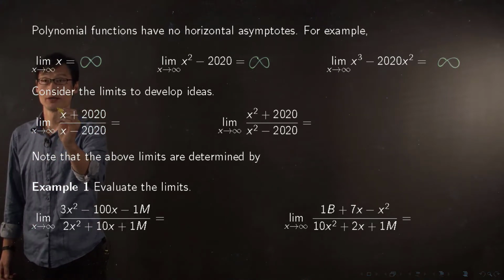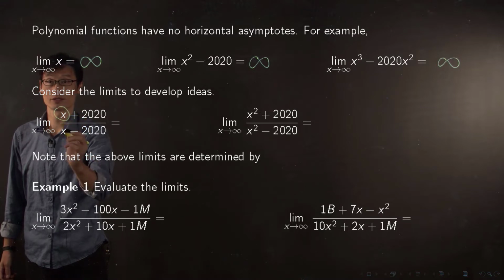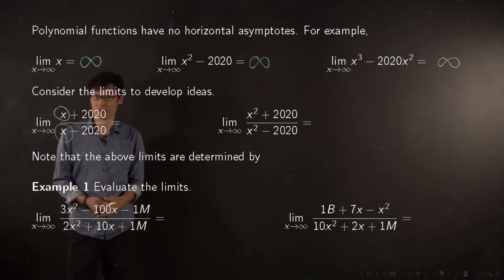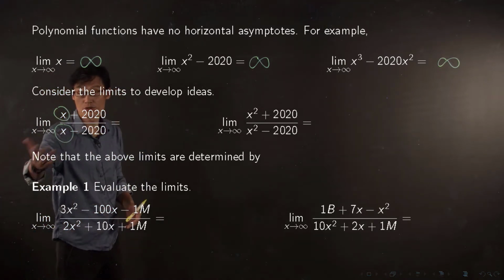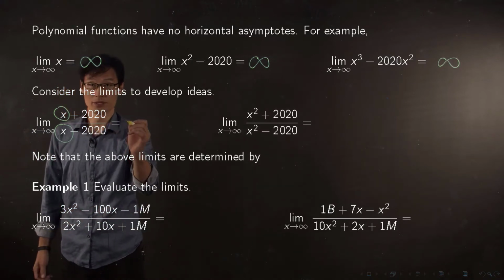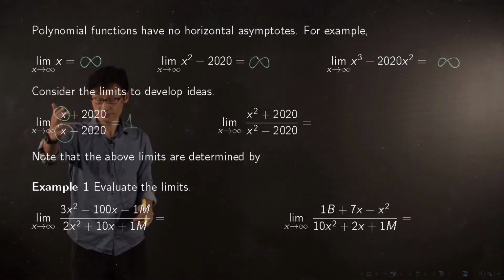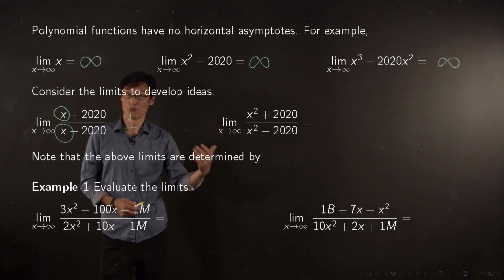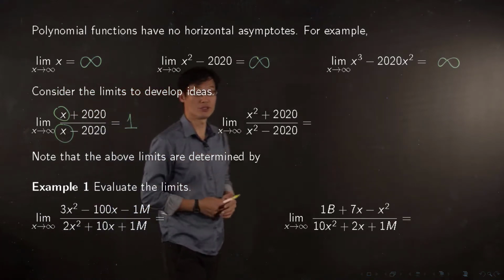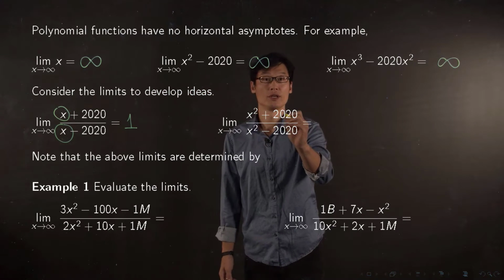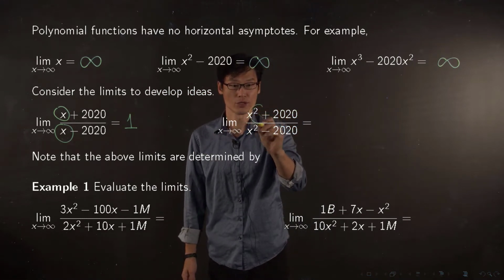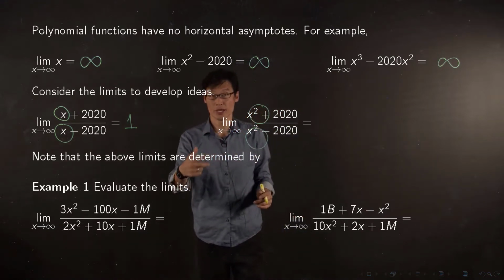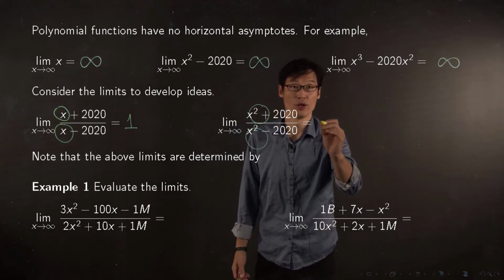So let me circle this. So this x, actually the leading term, determines the behavior of the function as x tends to infinity. So basically the limit is 1, because as x gets larger and larger, the ratio between the two numbers is almost 1. And similarly, for this second function, this term x squared and x squared, those two terms will determine the behavior of the function, and the limit is 1 again.